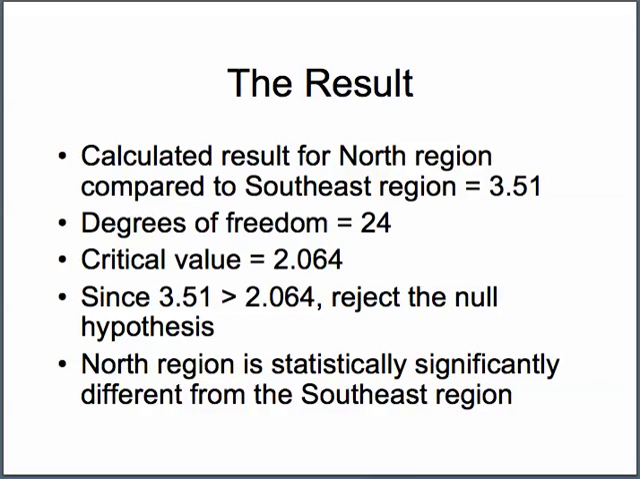Compare that to the critical value for the North region, Southeast region comparison of 2.064. Do you reject or accept the null hypothesis? This time you reject the null hypothesis. There is a statistically significant difference in the mean teen pregnancy rate between the North and the Southeast regions of Idaho. Why is this the case?